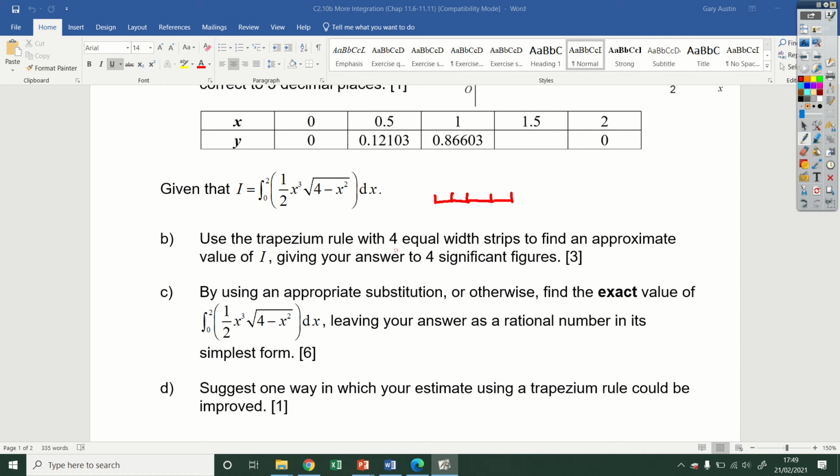It's in the formula book, which I'm going to attach to you as well. Otherwise, you'll have it in your class notes. And you want your answer as well to 4 significant figures. Make sure you do that as well, please.